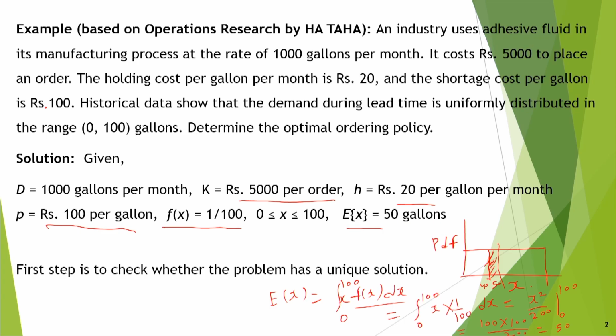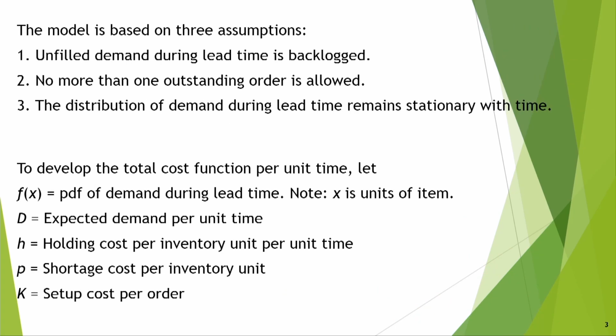Now, the first step I told in that algorithm was that we have to see whether the problem has a unique solution or not. I am just putting up the slides of the previous class, where we had made one model and many assumptions. Unfilled demand during lead time is backlogged, and no more than one outstanding order is allowed. The distribution of demand during lead time remains stationary with time, so we are considering it to be uniform distribution. To develop the total cost function per unit time, let f(x) be the PDF of demand during lead time.